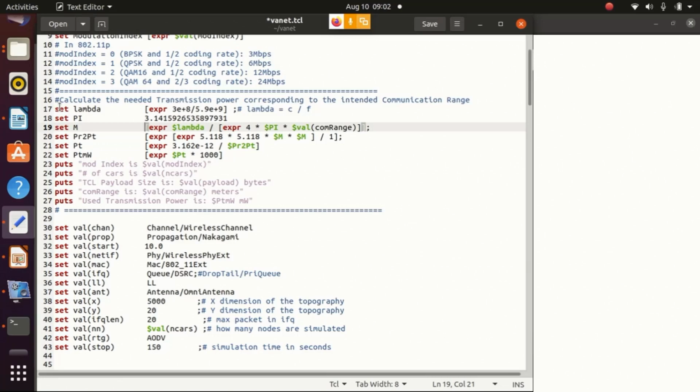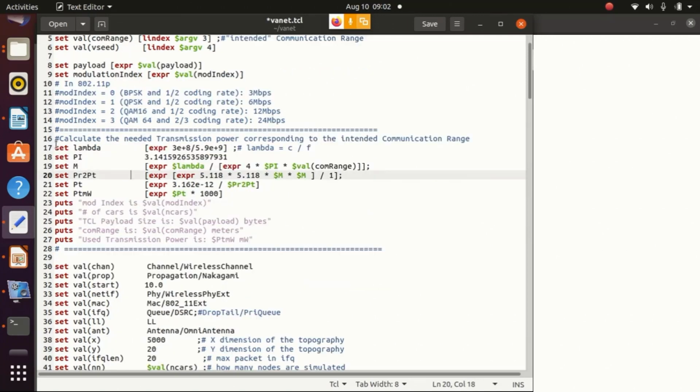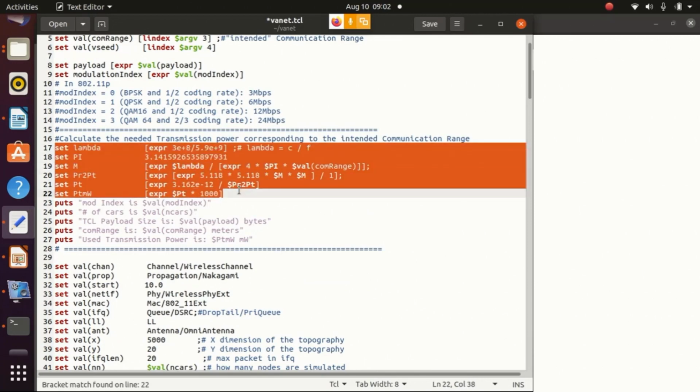One complicated thing in NS2 is defining the range actually. Since this is just a variable, suppose the communication range, I have provided 500 meters. The communication range is not directly provided as input in the source code. We have to provide it in terms of power. So these five lines are converting the communication range into power, meaning for this particular communication range, how much transmission power is required.